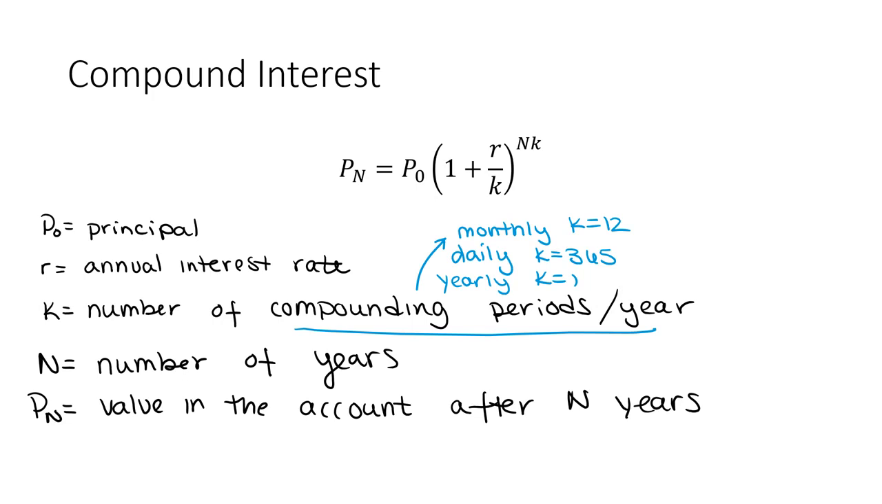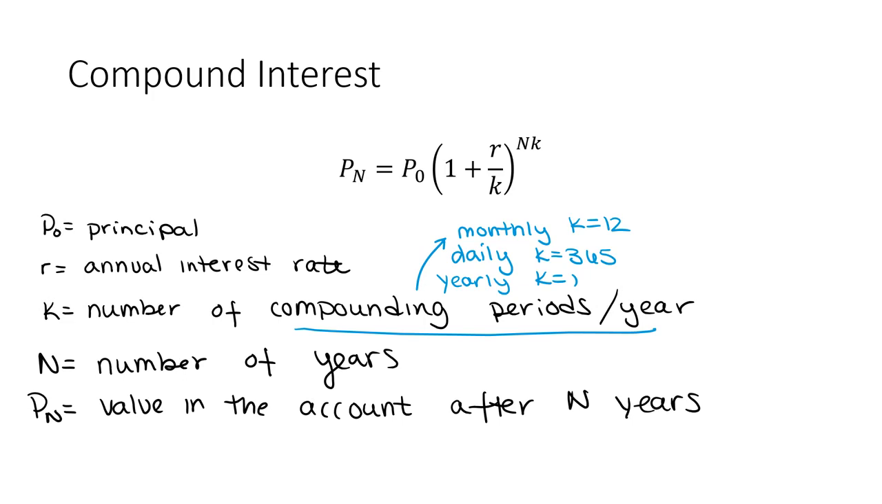Now, a couple more comments about K, the number of compounding periods per year. Some examples that you might see: if the money is compounded monthly, then K would equal 12. You get 12 payments a year. If it says it's compounded daily, then you would put 365 in for K. So you get 365 payments a year. Finally, if it says it's compounded annually or yearly, then we use 1 for K.